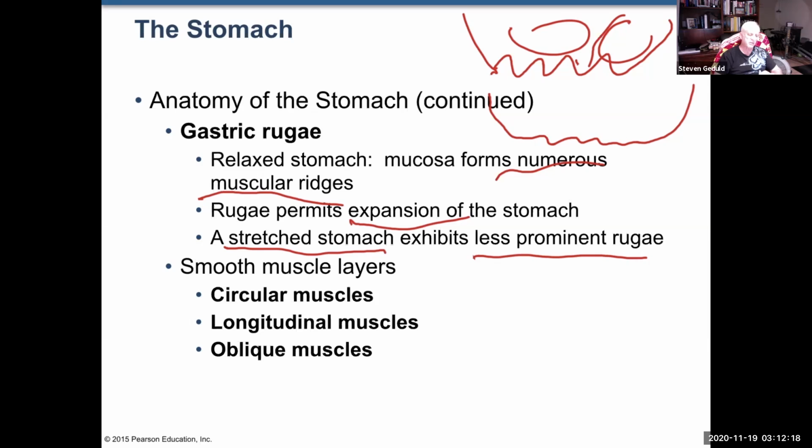Smooth muscle layers around the stomach: you have a circular layer, a longitudinal layer, and oblique muscles. There's three, but all are smooth muscles. Every one of those layers is smooth muscle. The circular, longitudinal, and oblique are all smooth muscles.